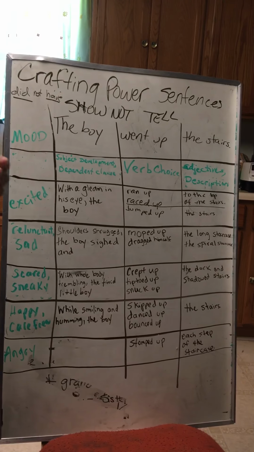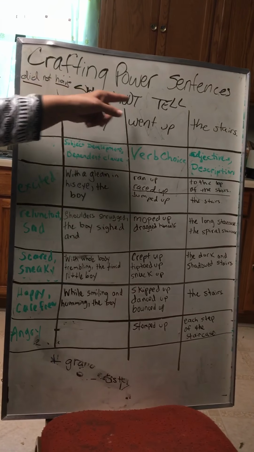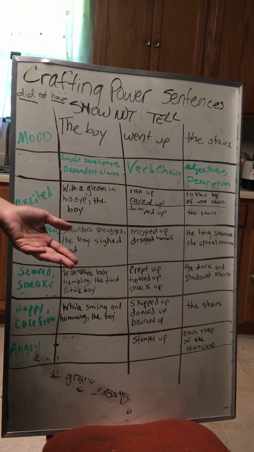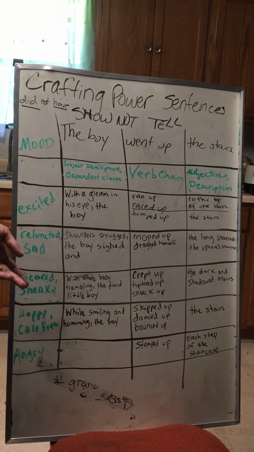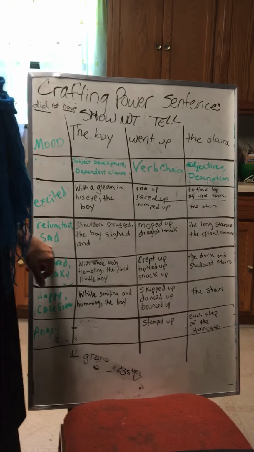Ran up, raced up, jumped up. Those are showing descriptions of what excited could look like. Show, not tell. So many times we just tell about a sentence and we don't show it. All right, so the next thing that we're going to do is have a verb choice of reluctant or sad.